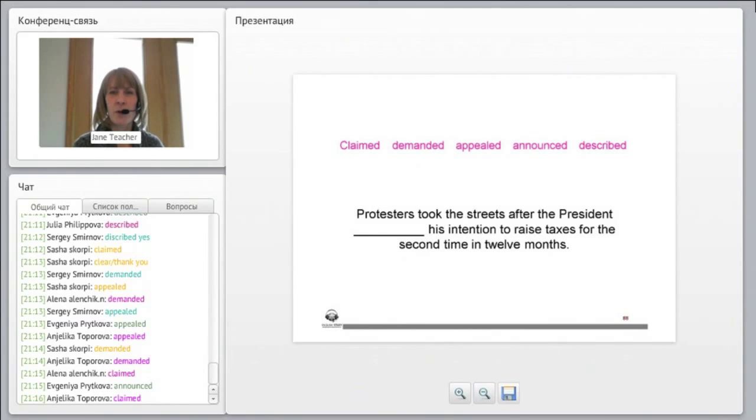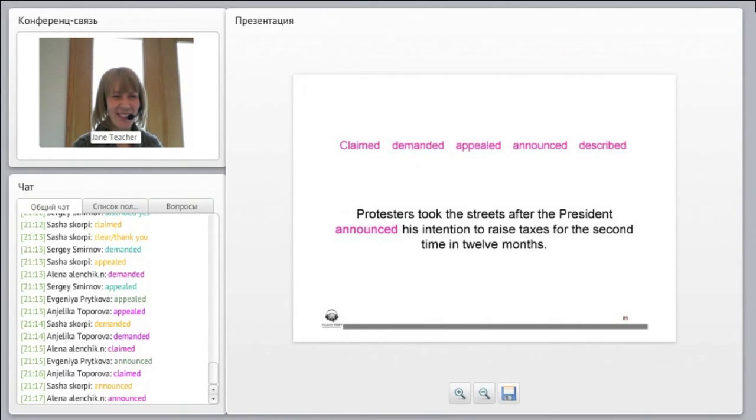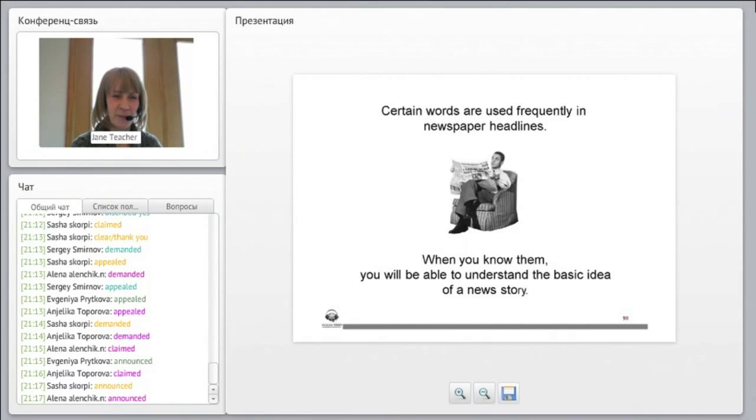Okay, and the last one, the protesters took to the streets after the president, his intention to raise taxes for the second time in 12 months. Okay, it's the last one. It's your last choice, so it's an easier one. Yes, this is the president. That's right, he announced his intention to raise taxes. Good.